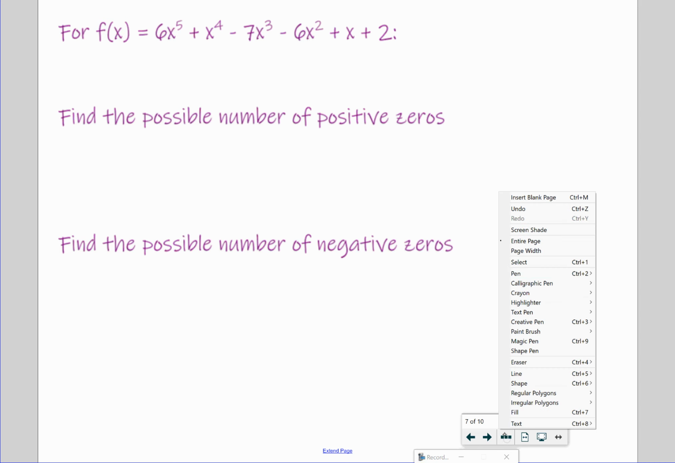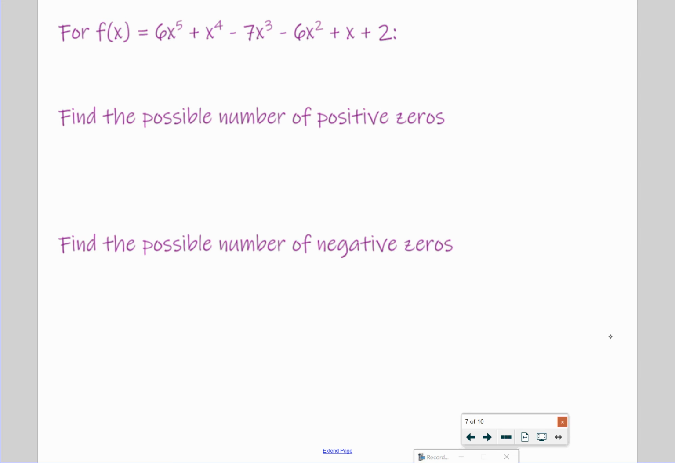For the next one, we are using Descartes' rule of signs. This is where you're calculating the possible number, so not the actual zeros, but the number of positive and negative zeros. To find the possible number of positive zeros, we're looking for changes of sign. My first term is positive, my second term is positive, that is not a change of sign. Now my third term is negative, that's one change of sign. My fourth term is negative, not a change of sign. My fifth term is positive, that's a change of sign. And my final term is also positive.